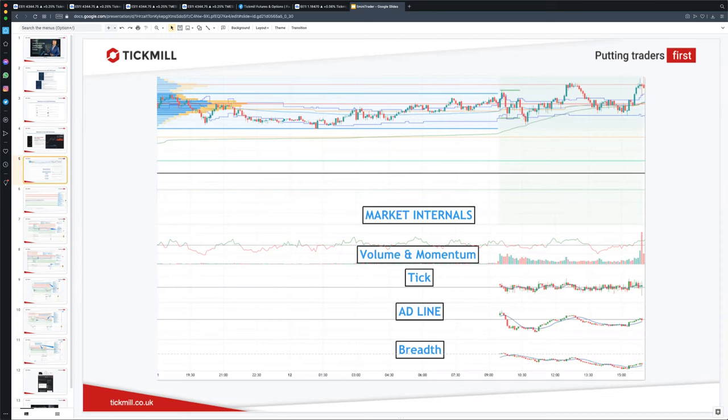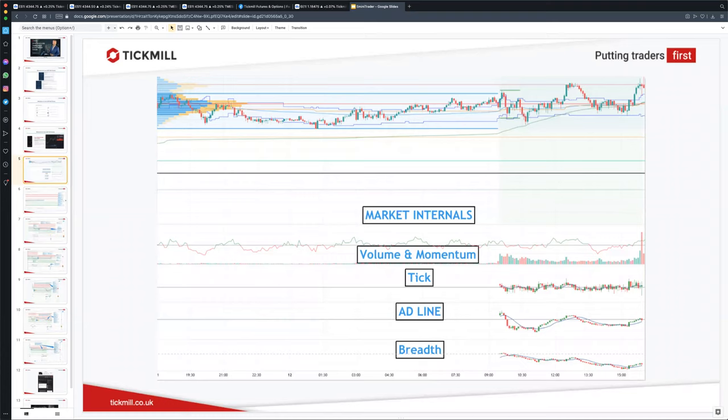If on the open you continue to see the AD line moving plus 500, plus 700, plus 900, this is a sign of broad market strength. If, however, the market is moving higher but the AD line is moving lower, this divergence could be a sign of a market turn or reversal.